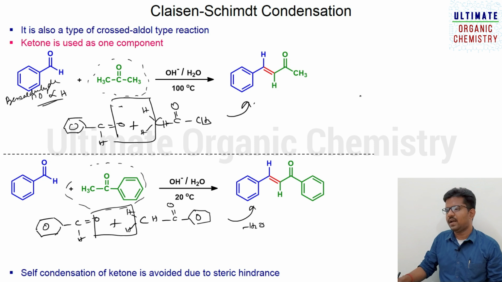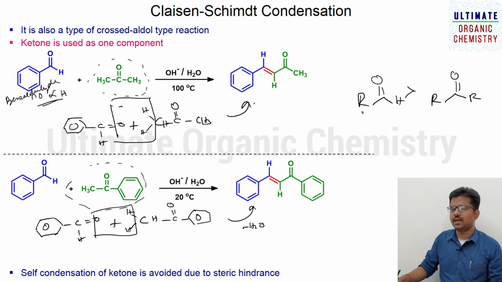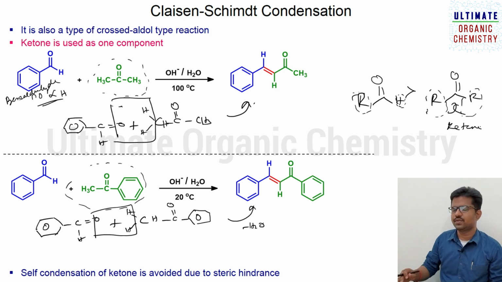When you compare aldehyde and ketone, this is aldehyde, this is ketone. The aldehyde is more reactive. One reason I am going to say here: because here you have only one R group and one hydrogen, which is a smaller atom. But here you have two R groups. Okay, so this ketone is a sterically hindered system, so it will not react that easily with another ketone. So during the process, we are able to avoid the self condensation of this ketone.